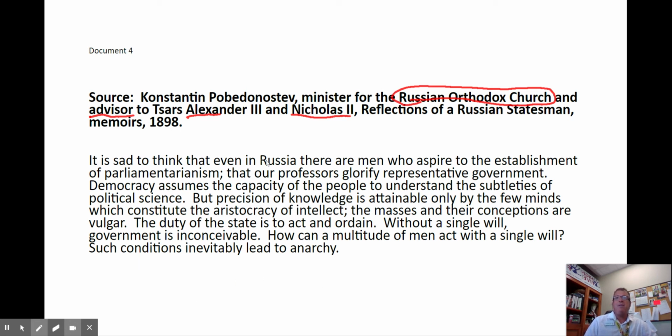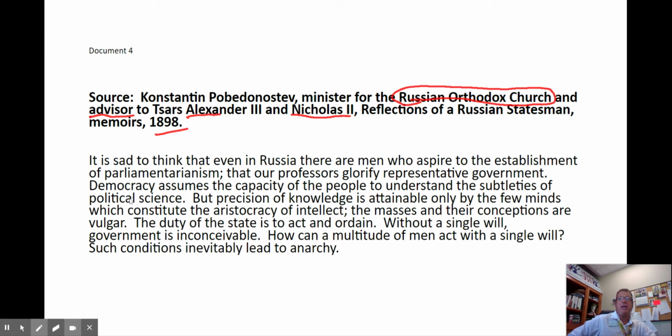He says, "It is sad to think that even in Russia, there are men who aspire to the establishment of parliamentism." Think of the date, 1898. Again, what's the history going on behind the history? "That our professors glorify representative government. Democracy assumes the capacity of the people to understand the subtleties of political science, but precision of knowledge is attainable only by a few minds, which constitute the aristocracy of the intellect. The masses and their conceptions are vulgar. The duty of the state is to act and ordain. Without a single will, government is inconceivable. How can a multitude of men act with one single will? Such conditions inevitably lead to anarchy."